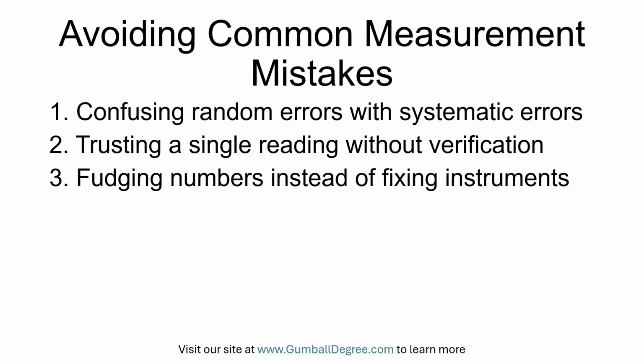Students often think random mistakes are the same as systematic error, but random errors make measurements scatter while systematic error shifts everything in one direction. The tip is to look for consistent offsets, not just scatter. Another common mistake is trusting a single reading instead of comparing with a known standard, so always check instruments against reference values before relying on them.